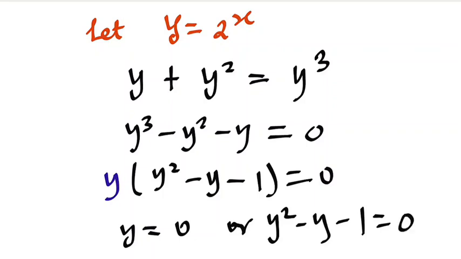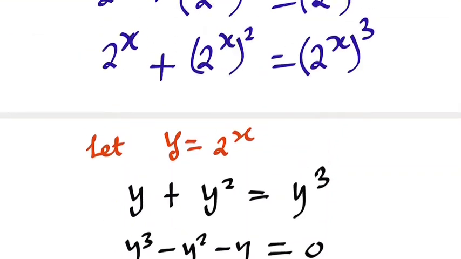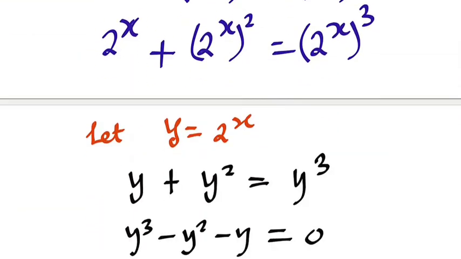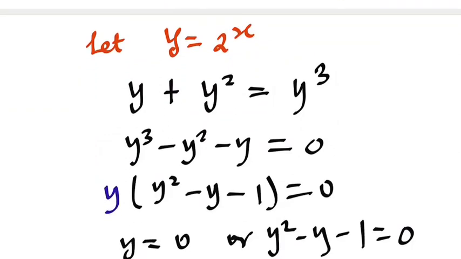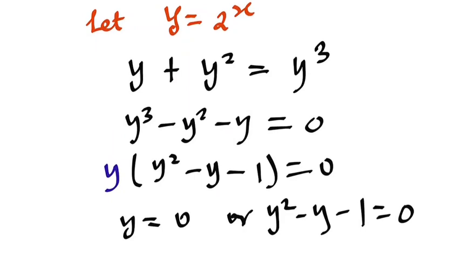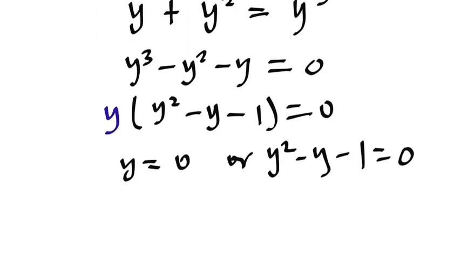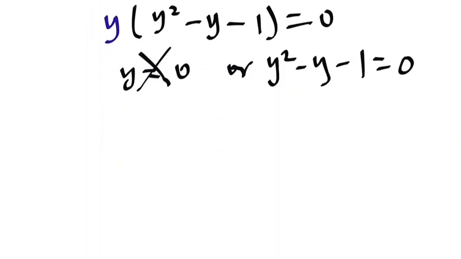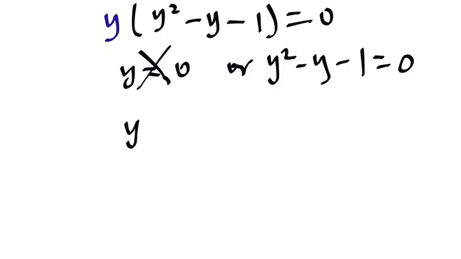But according to what we have here, we said y to be 2 raised to the power of x. So now y cannot be 0. So now let's try to see how we can solve this further. So now solving this further, we're going to have y to the power of 2 minus y minus 1 equals 0. So let's try to solve this further.